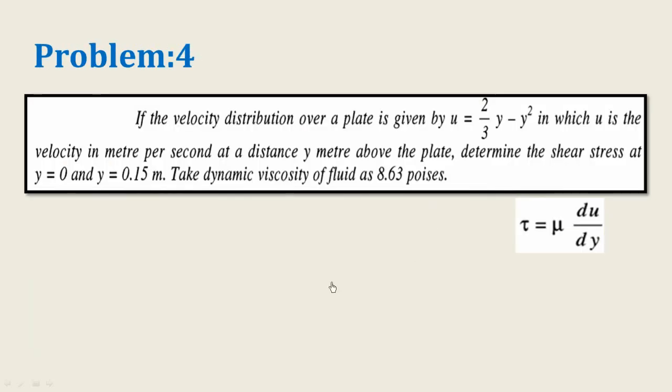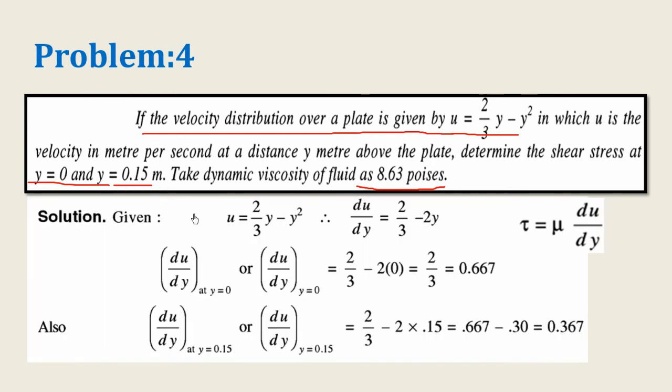Then coming to the problem, this is the last problem in this lecture. If the velocity distribution over a plate is given by u equal to 2 by 3 y minus y square, in which u is the velocity in meter per second at a distance y meter above the plate, determine the shear stress at y equal to 0 and y equal to 0.15 meter. Take the dynamic viscosity of the fluid as 8.63 poises. Here the given data is the velocity distribution, and the distances y equal to 0 and y equal to 0.15. We will see the diagram later.